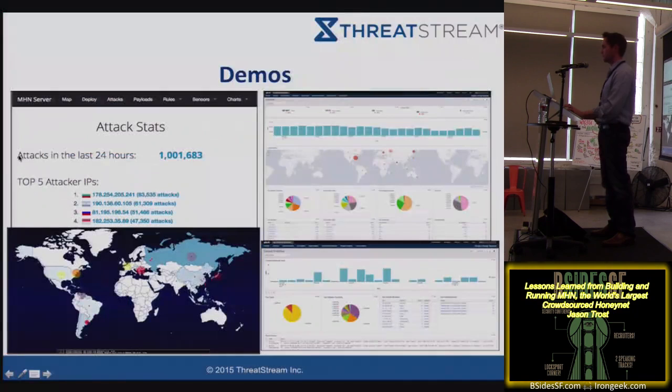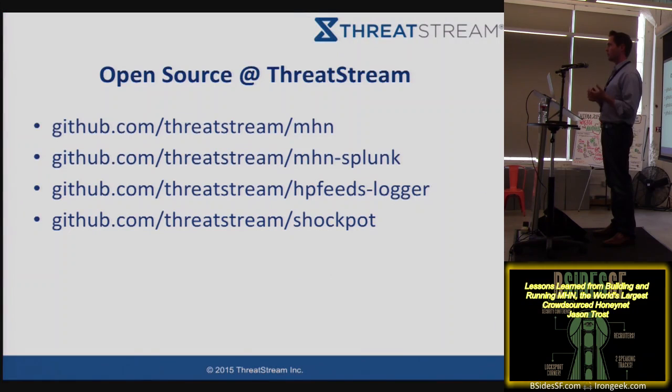Okay, so like I mentioned at the beginning, everything I talked about here is open source and free. So here are four of the projects that ThreatStream has authored for this project: the MHN, MHN Splunk, our HPFeeds logger, which is the integration with ArcSight and Splunk, and then Shockpot. ThreatStream is really big on open source. If you go to our public GitHub page, we have 24 public projects. 10 of them are original ThreatStream projects that we have released open source, and the 14 others are projects that we forked, contributed data to, and then either made pull requests to the original owner, or just put the code out in a branch for the public to use.